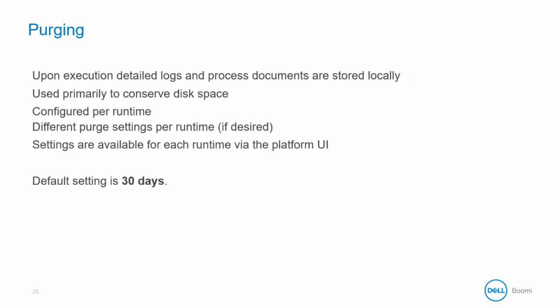You can control how long logs, process documents, and temporary data are held on your atom, molecule, or private atom cloud. If large volumes of data are processed, you can reduce the number of days that logs, process documents, and temporary data are maintained from the 30-day default to something less in order to conserve disk space on your local machine. Purged logs, process documents, and temporary data are then permanently deleted and are not recoverable.